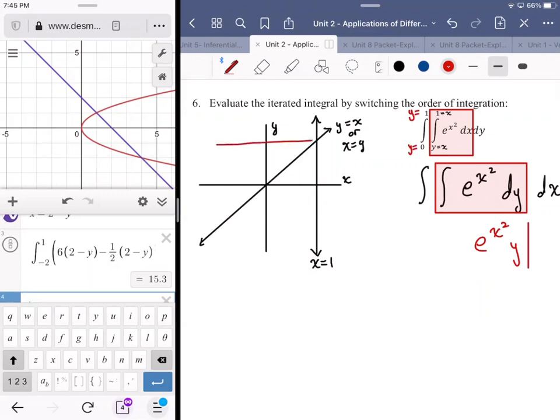All right, so that's going from the x-axis on up. I'll just kind of shorten that up.